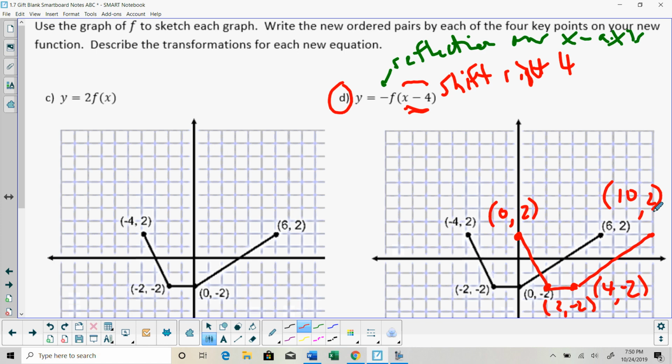But now that we've done that, we want to reflect over the x-axis. So if we're going to reflect over the x, that means this point (0, 2) is going to end up down here at (0, -2). What's happening? If we're reflecting over the x-axis, all of the y coordinates get made opposite. So instead of (0, 2), we've got (0, -2). Instead of (2, -2), we're going to have (2, positive 2). And instead of (4, -2), we're going to have (4, positive 2). And instead of (10, 2), we're going to be down here at (10, -2).